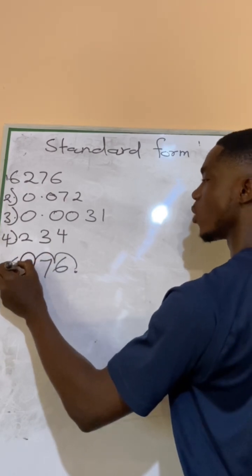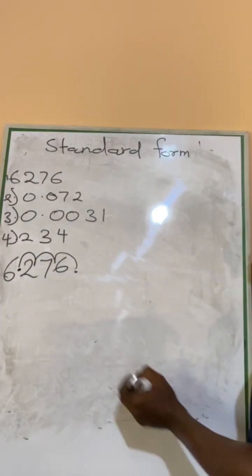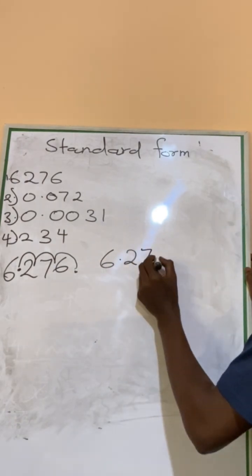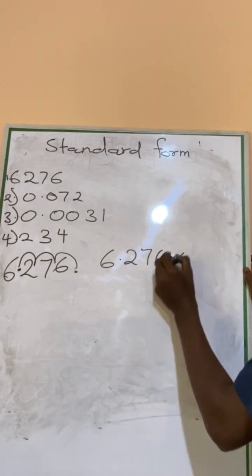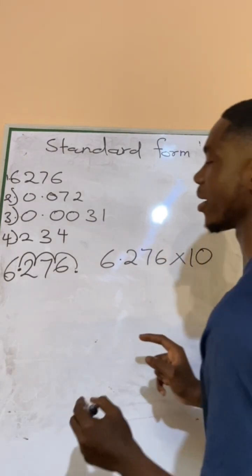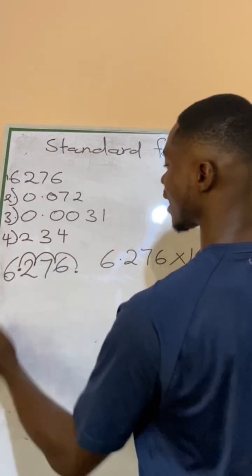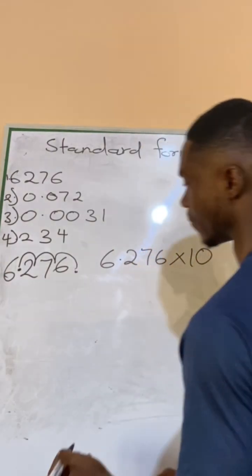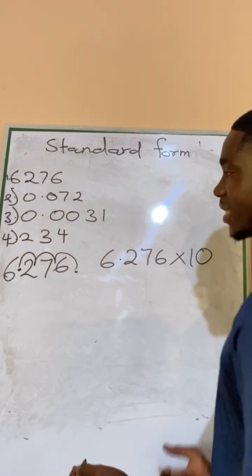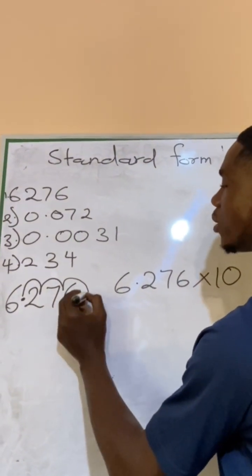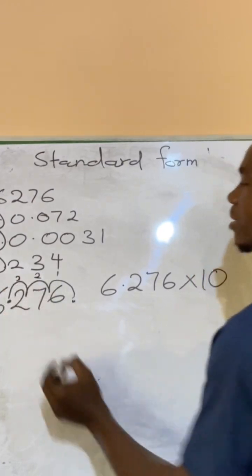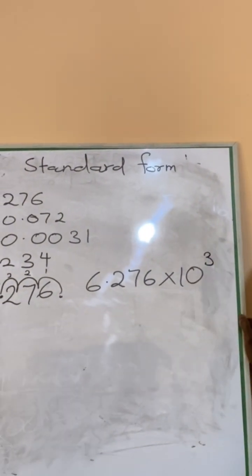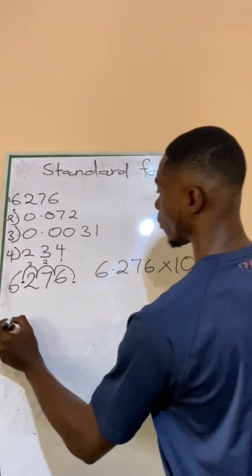1, 2, 3. Now the point comes here, where we are going to have what? 6.276 multiplied by 10 raised to the power. Now, as I said, if you move to the left hand side, our exponent of the 10 becomes what? Positive. And then if you move to the right, it becomes negative. Now, how many times did we move? We moved 1, 2, 3 times. Since we moved 3 times, then this is going to give us 10 exponent what? 3.